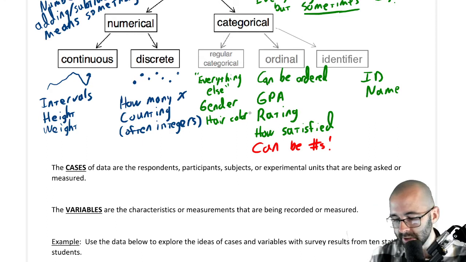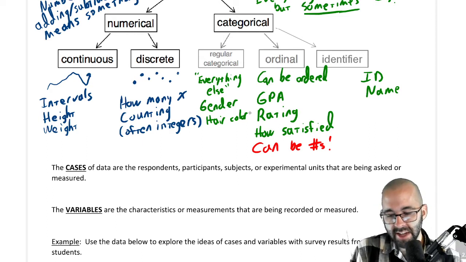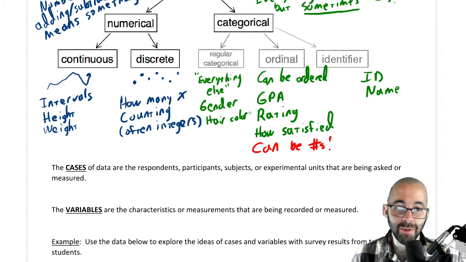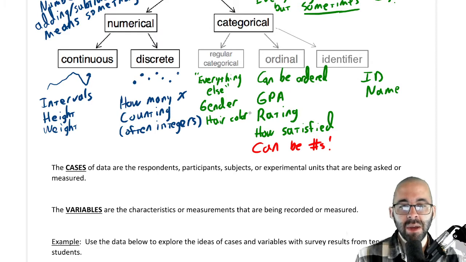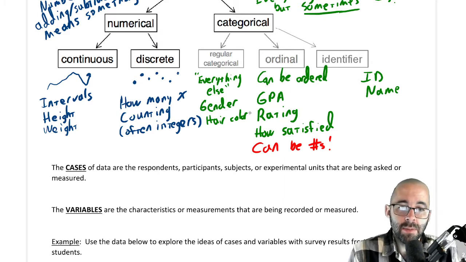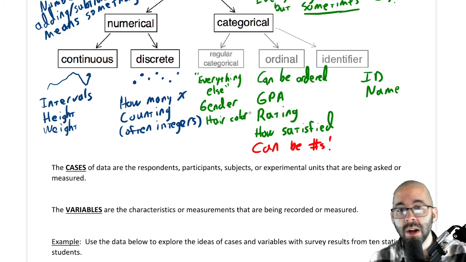Okay. So the cases of data, or data, depending on what day I'm saying the word, are the respondents, participants, subjects, or experimental units that are being asked or measured. Okay. Cases are the things being measured. A lot of times it's people. Okay. A lot of times we do experiments.